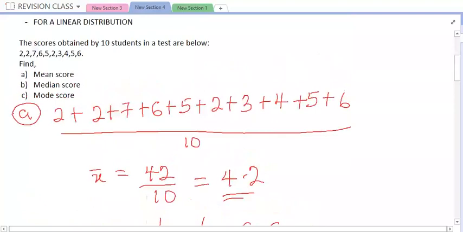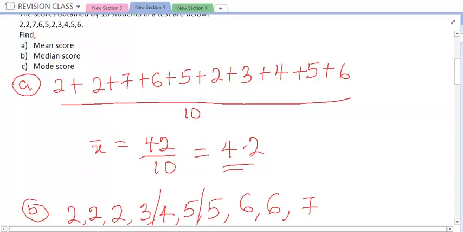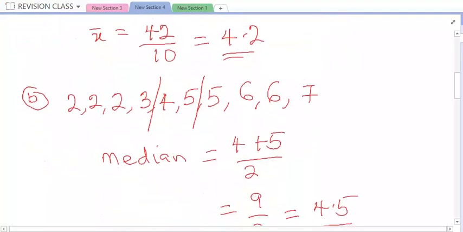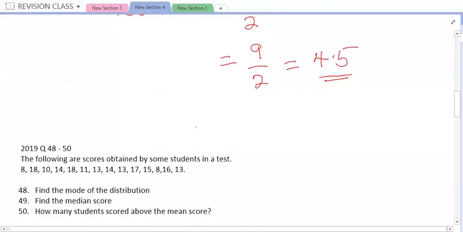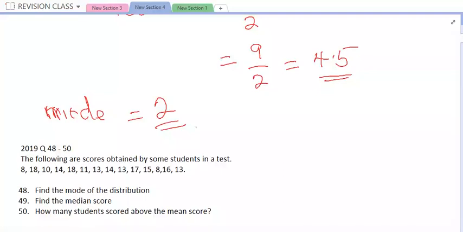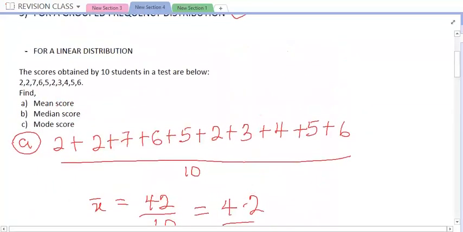Then the last question says we should calculate the mode score. Like I said earlier, mode means the score with the highest occurrence. If you look at the data given, 2 occur 3 times, and that is the highest for the score. So it means the mode score is going to be 2 because it occurs 3 times, which is more than the number of times the other scores occur. That is the solution to the question above.